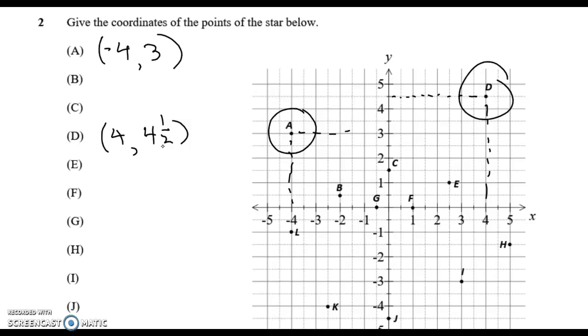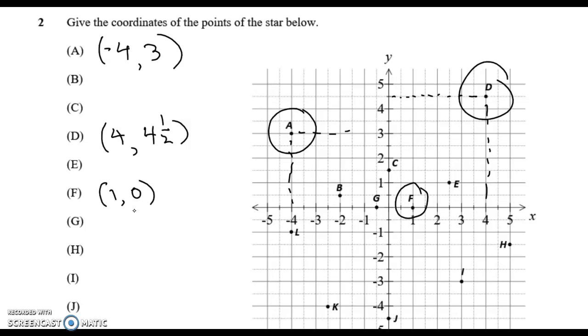Okay, let's try one on the axis. Let's sort out this little point down here, point F. How far along on the x is it? Well, it's +1, and it's not up or down at all, so we just put 0 there. So that'll be the point (1, 0).